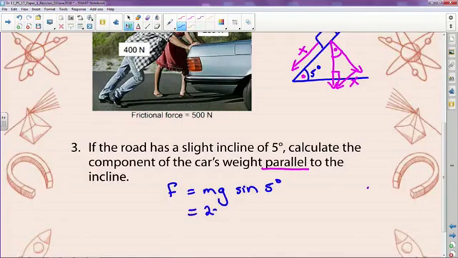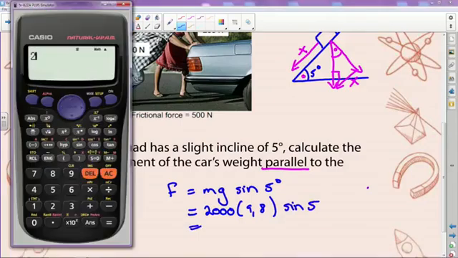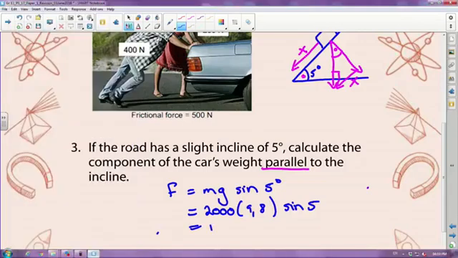So quickly, my mass is 2,000, gravity is 9.8, and the sine of 5. We go to our calculator, and in there we put 2,000 multiplied by 9.8, and that gives us 19,600, and we multiply that by the sine of 5. Please remember to close your brackets. You press equals: 1708.25 newtons.